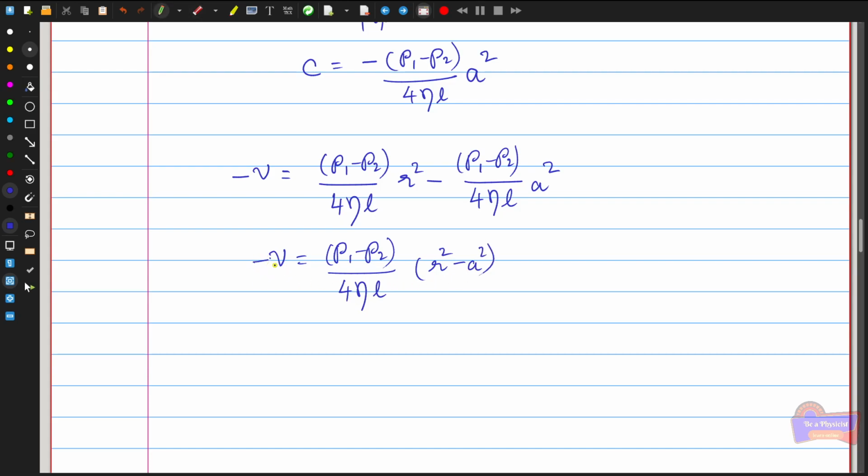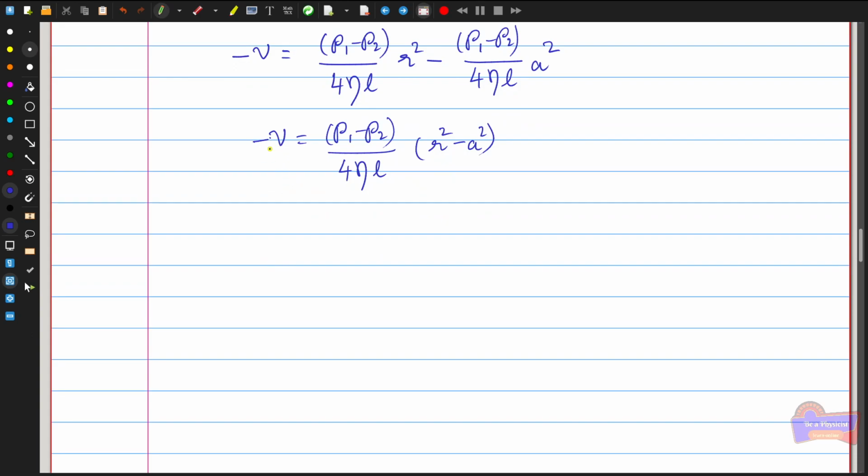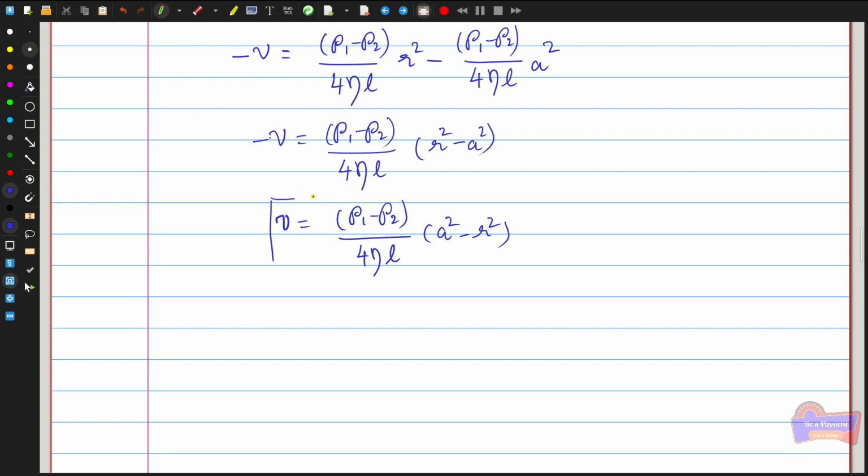So if you want to neglect this negative sign, you can just multiply the negative sign on both sides and rearrange this equation, so that I can write v is equal to (p1 minus p2) divided by 4 eta L into (a squared minus r squared). Okay, so this is the formula which we have discussed earlier.